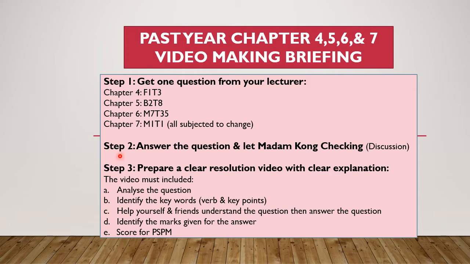Okay. Step 2. Answer this question and you must let Madam Kong check. It means we do two-way interaction checking. I will tell you which part is not correct, and how to answer more accurately, and how to let your friend know what the point of the answer is.